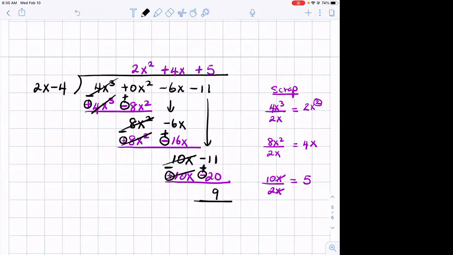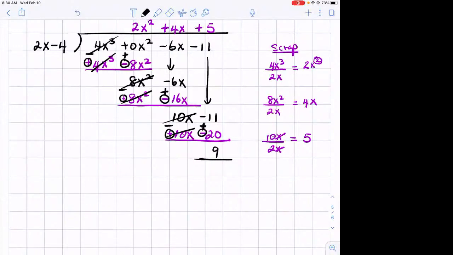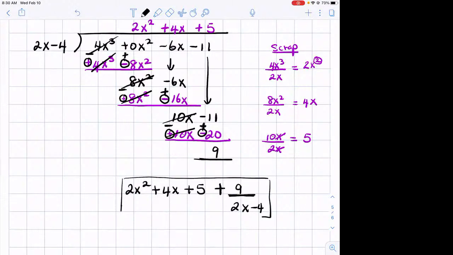So here again we have a remainder. We can say that the final answer is 2x squared plus 4x plus 5 plus your remainder, which is 9, over the divisor, which is 2x minus 4. So this is your quotient, also known as the answer. Sometimes you will get a remainder, sometimes you don't get a remainder.